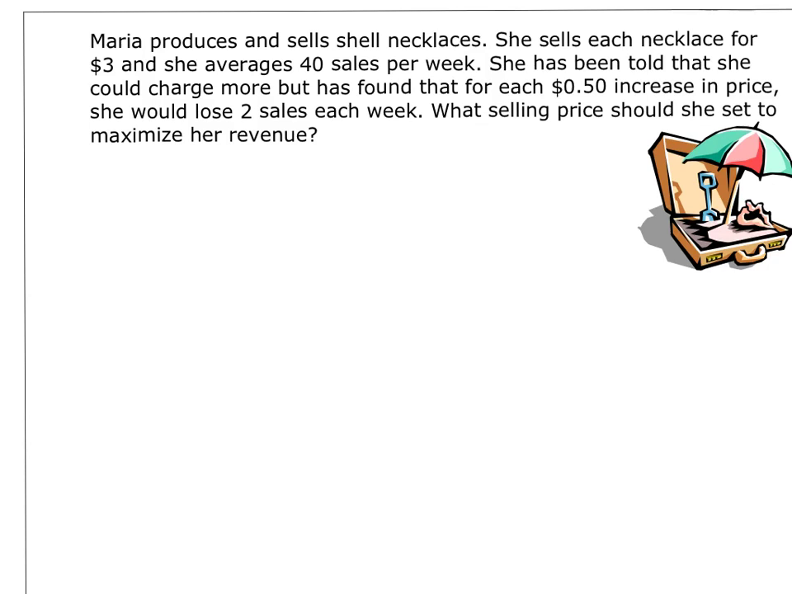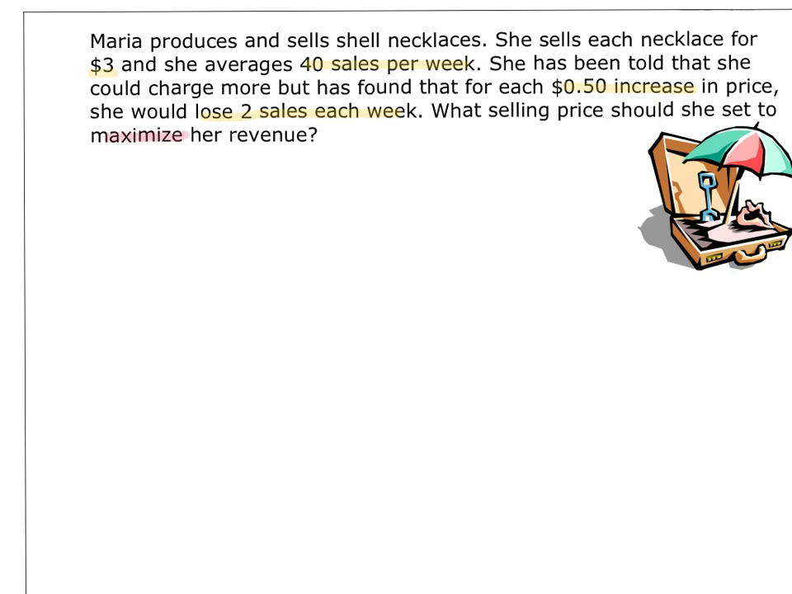In this application of quadratics word problem, we are told that Maria produces and sells shell necklaces. She sells each necklace for $3 and she averages 40 sales per week. She has been told that she could charge more, but has found that for each 50-cent increase in price, she would lose 2 sales each week. We are asked what selling price should she set to maximize her revenue.